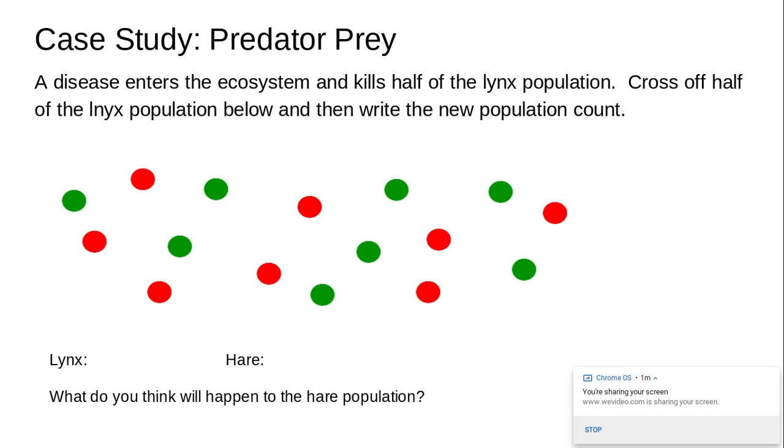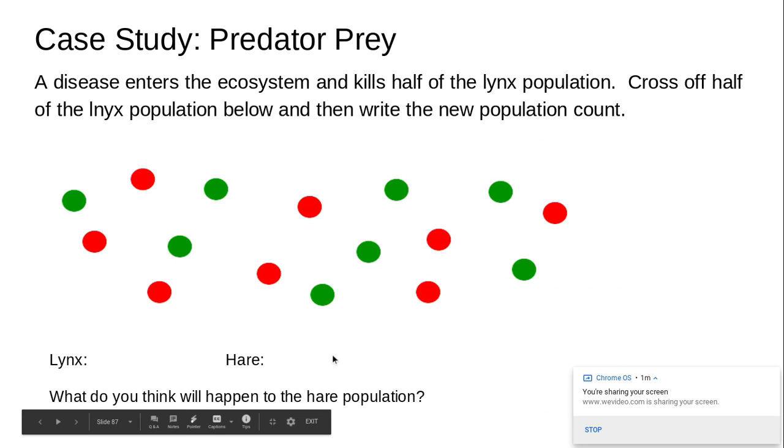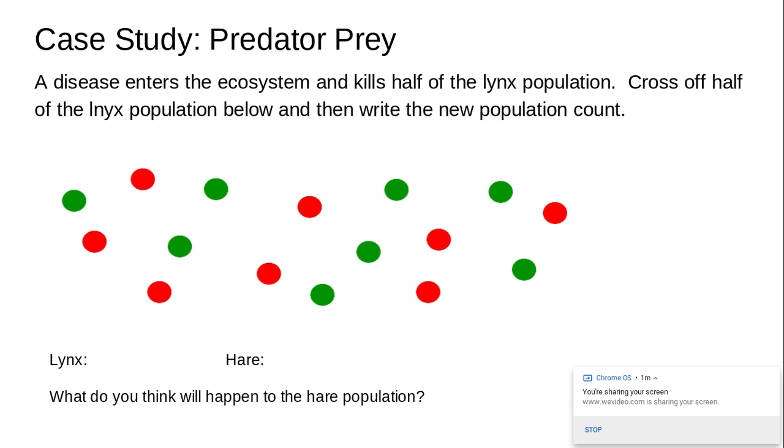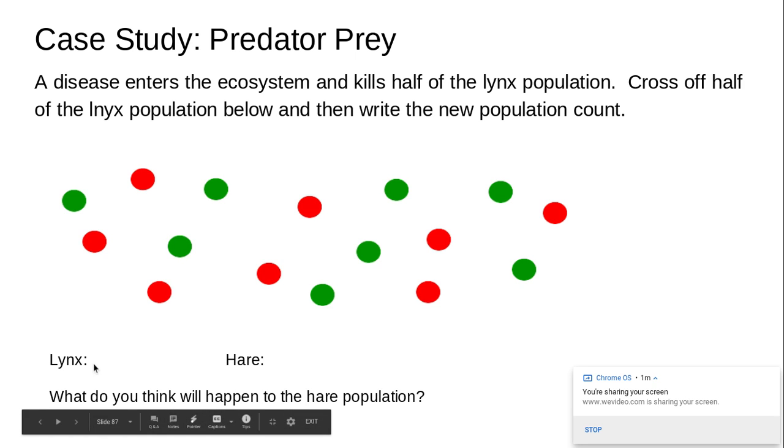Case 2, a disease enters. So write down disease enters. The population is going to kill half the lynx. So now we have to cross off half the lynx. Again, the lynx were the green dots. So now you're going to put X's on 4 of the green dots. And you're going to write 4 next to the lynx. And you're going to keep it at 8 for the hare.